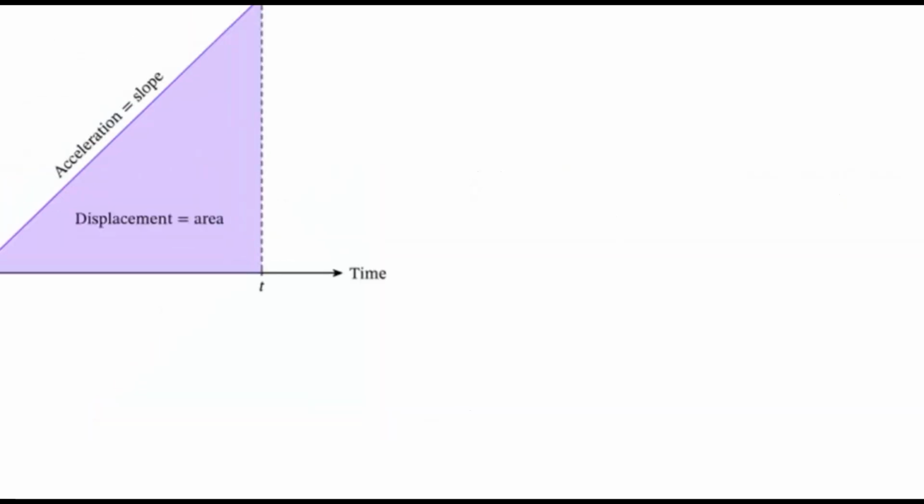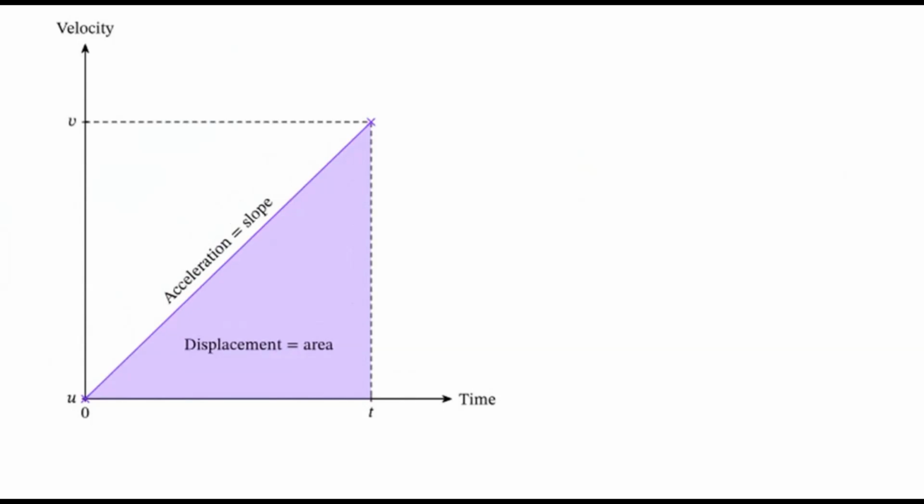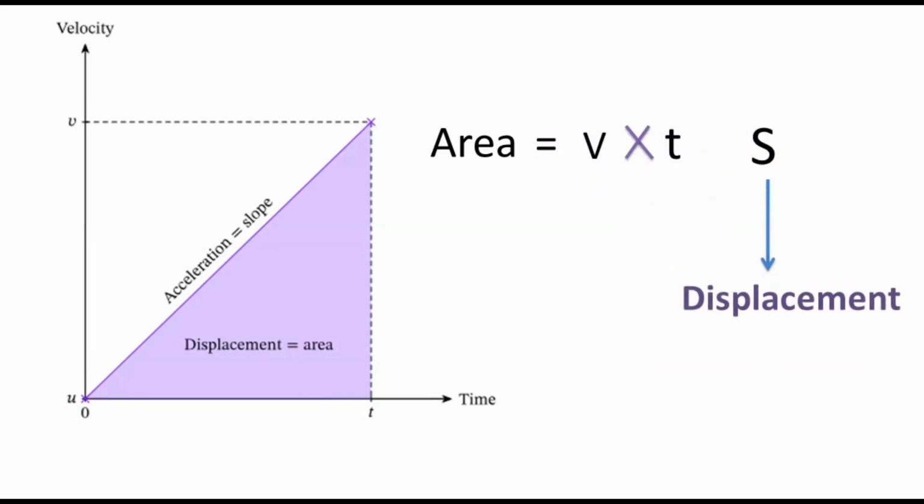Whereas if we have to find the area of this velocity time graph, in order to find the area, we have to multiply the vertical component with the horizontal component. If we multiply the vertical component velocity with the horizontal component time t, we get displacement or distance s. So we can say that the area of the velocity time graph gives us displacement, whereas the slope of the velocity time graph gives us acceleration.